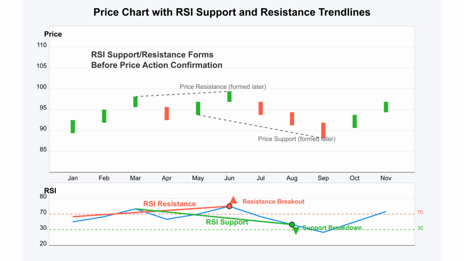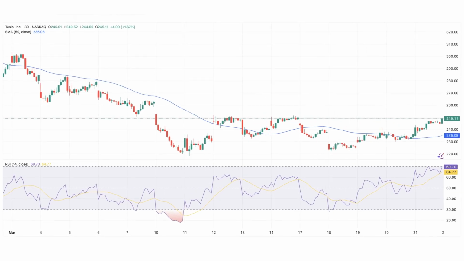Let's apply this in practice. By identifying RSI trendline breaks early, traders can anticipate reversals before the majority of participants recognize them, securing more favorable entries and exits. The June RSI breakdown suggested reducing long exposure or considering shorts, while August's break confirmed maintaining bearish positioning. These trendlines act as leading indicators, consistently forming and breaking ahead of price patterns, providing a decisive edge in market timing. RSI is a powerful technical analysis tool when properly understood and applied.